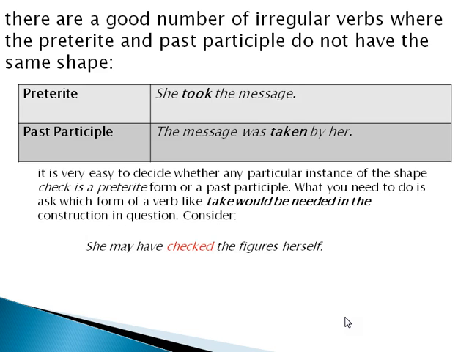She may have checked the figures herself. Well, is this past participle or preterite? I don't know. I know you know, but let's imagine we don't know. We'll change this verb check to take, for example. She may have taken the message. So this is a past participle form. When I put taken there, it shows that we're talking past participle.